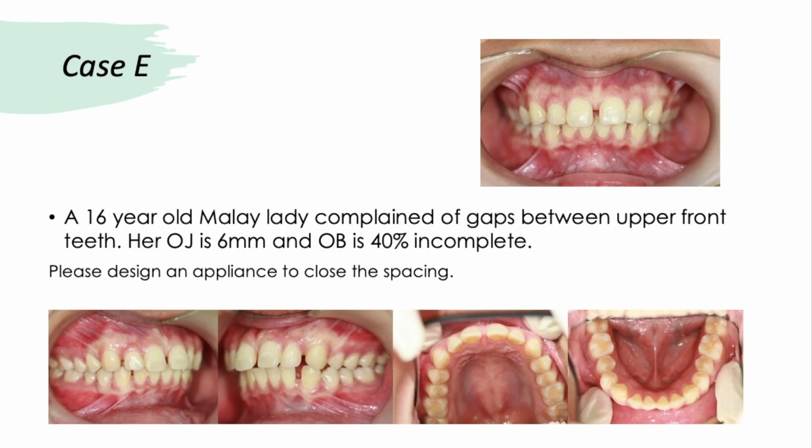So the next part is part B. The case given is a 16-year-old Malay lady who complained of gaps between her upper front teeth. Her overjet is 6 mm and the overbite is 40% incomplete. So the task given is to design an appliance to close the spacing.